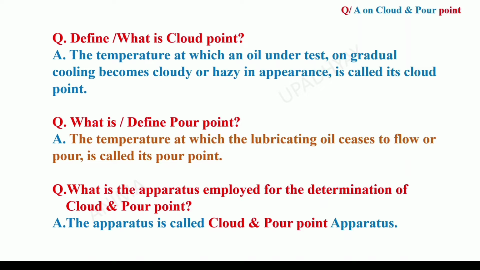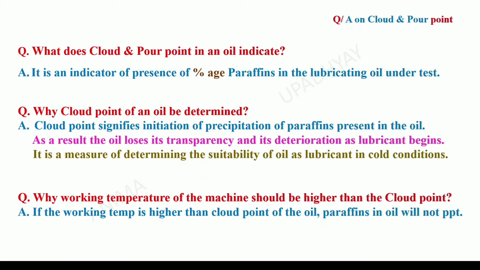Name the apparatus employed for the determination of cloud and pour point. The apparatus for determination of cloud and pour point is called cloud and pour point apparatus. What does cloud and pour point in an oil indicate? It is an indicator of the percentage of paraffins present in the lubricating oil under test.